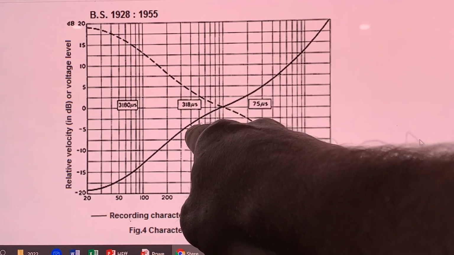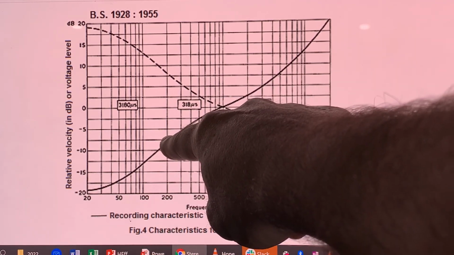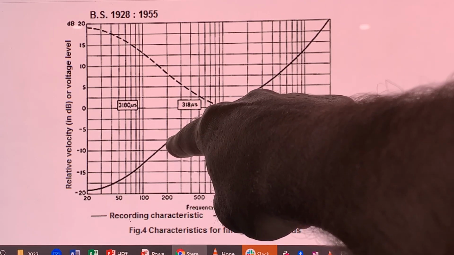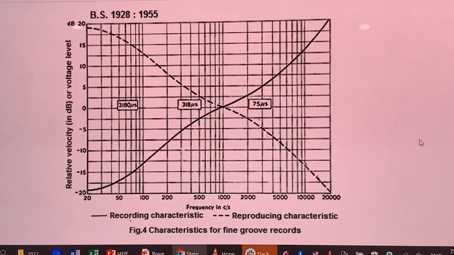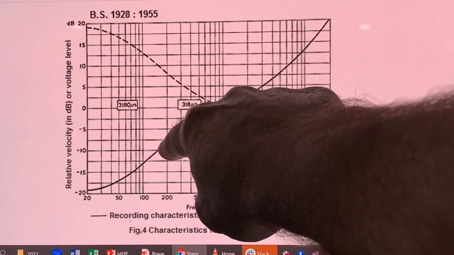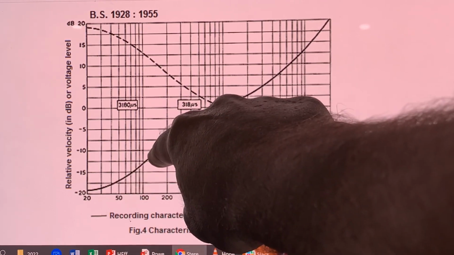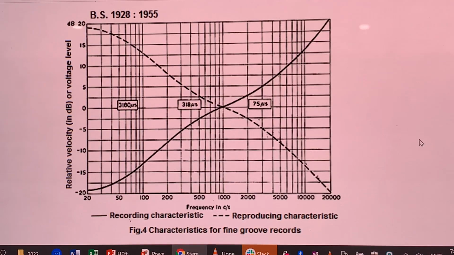And now here we see if we drop below 200 hertz, at 200 hertz we are at about minus 6 dB cut, and when we go below that, it rapidly starts to fall down.